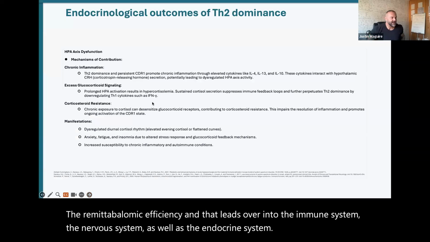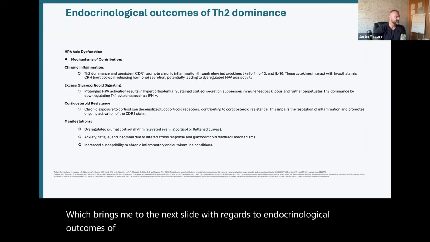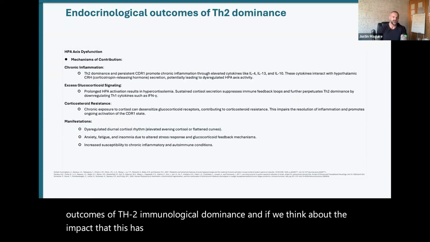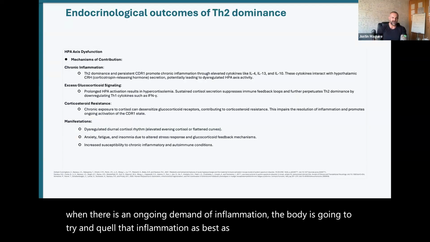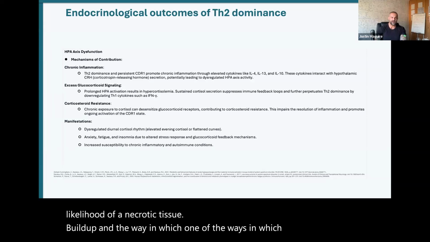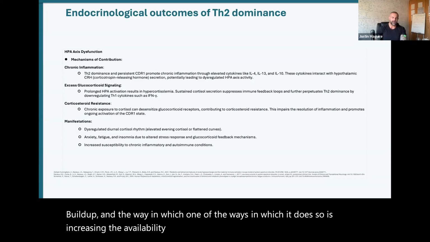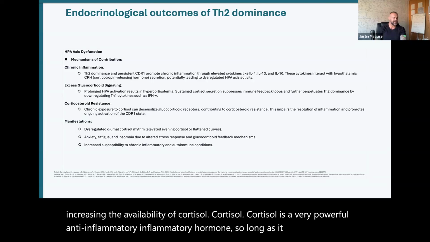Which brings me to the next slide with regards to endocrinological outcomes of Th2 immunological dominance. If we think about the impact that this has on the hypothalamus pituitary adrenal axis, essentially when there is an ongoing demand of inflammation, the body's going to try and quell that inflammation as best as it possibly can to prevent the likelihood of a necrotic tissue buildup. One of the ways in which it does so is increasing the availability of cortisol. Cortisol is a very powerful anti-inflammatory hormone so long as it is available in its free-form state.